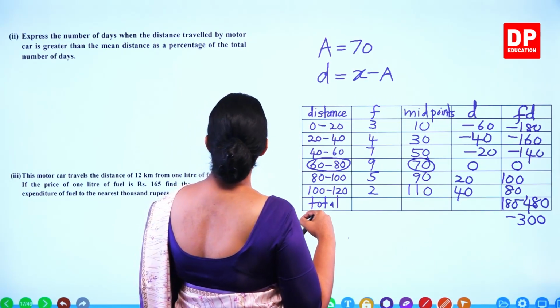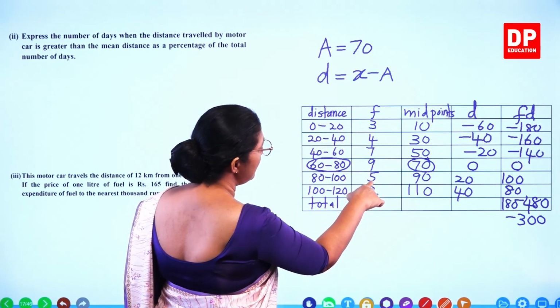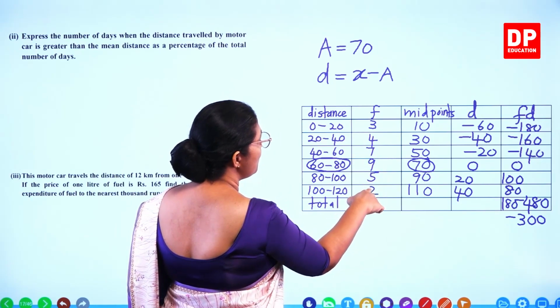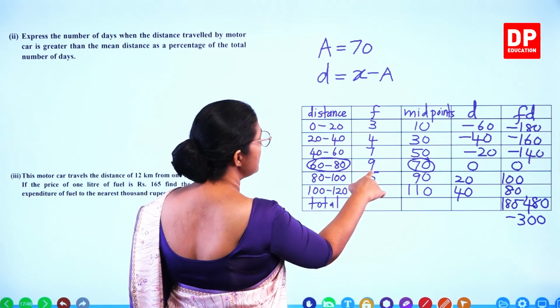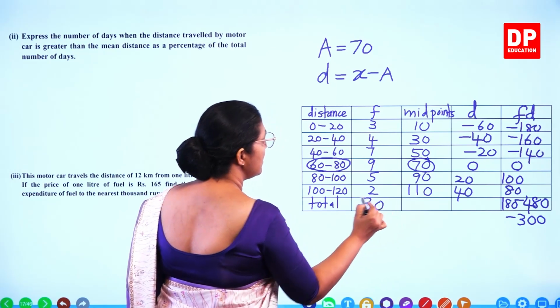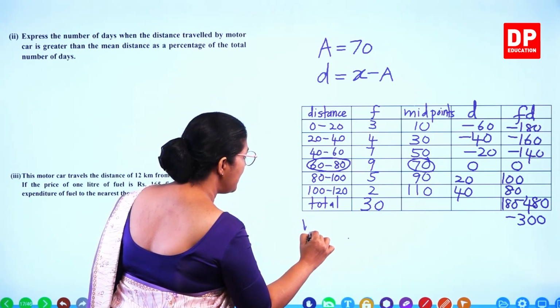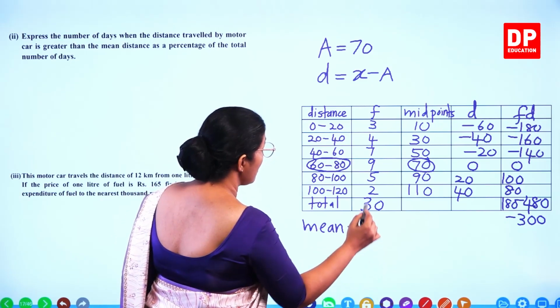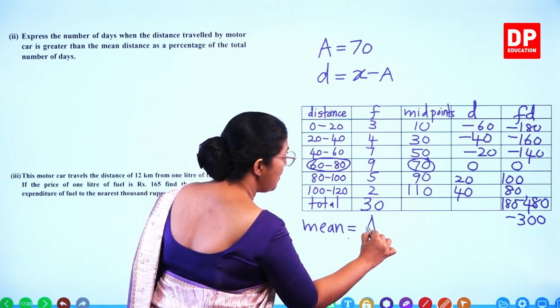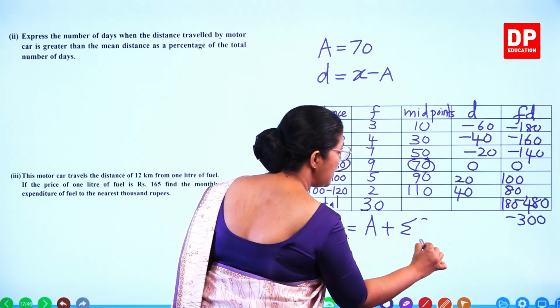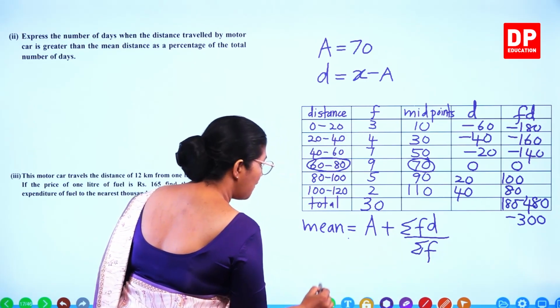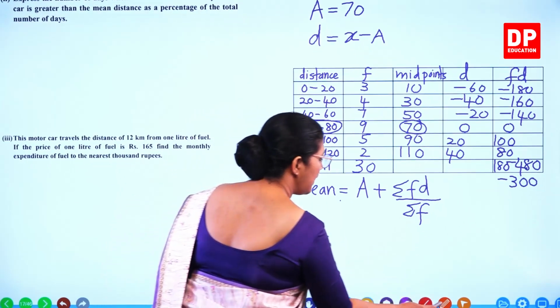What's the total frequency? Add and see. 7, 14, 15, 16, 21, 30. So how do you calculate the mean? Mean is the assumed mean plus sigma FD over sigma F. Total FD column divided by the total F.